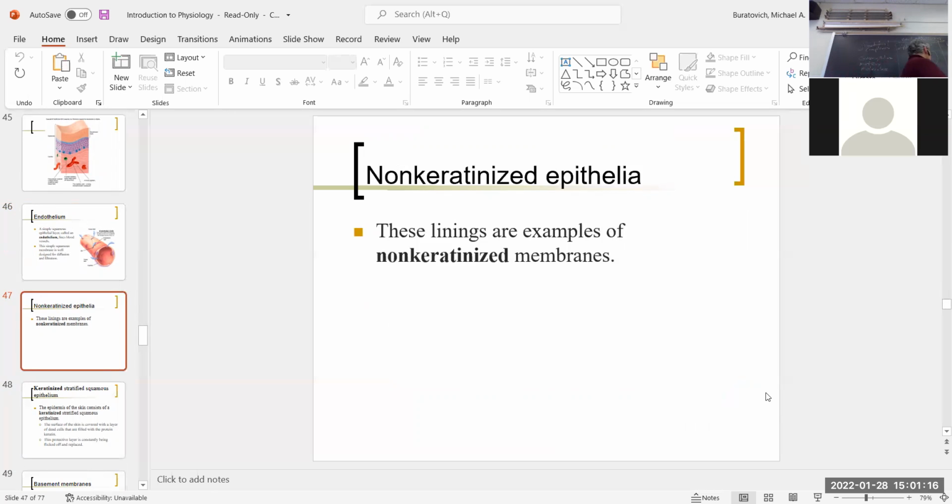Now, there are a group of cytoskeletal elements inside cells called intermediate filaments.